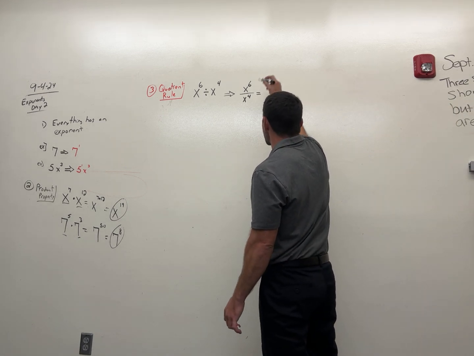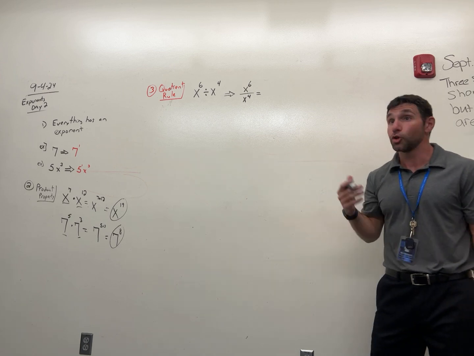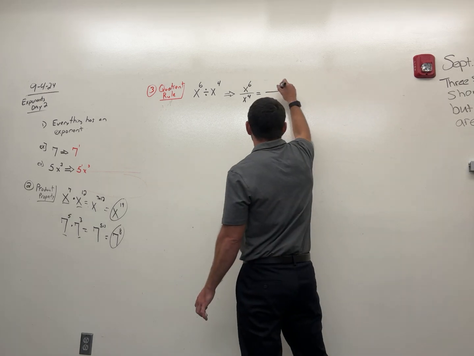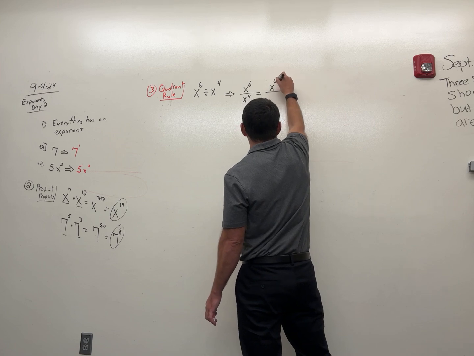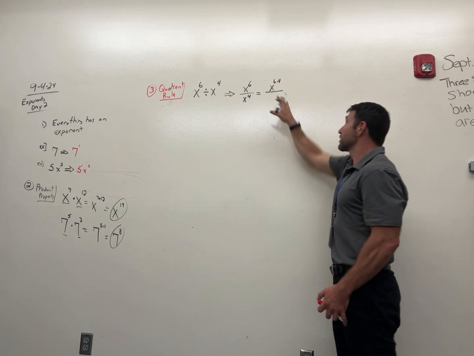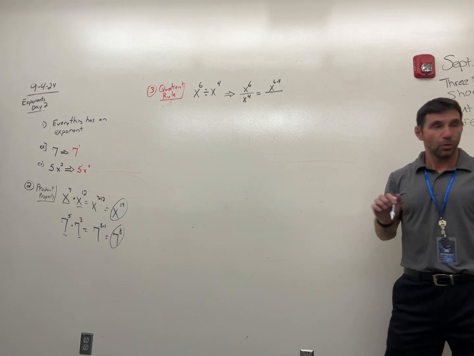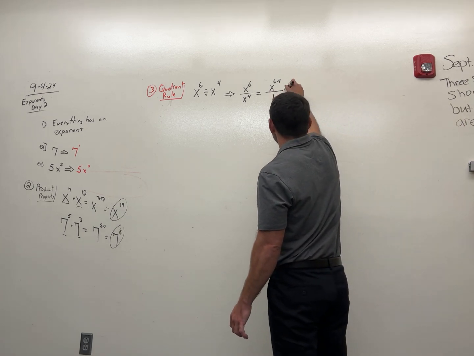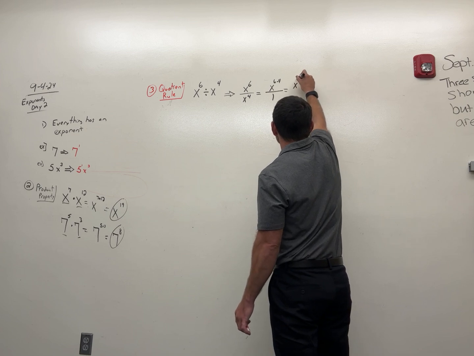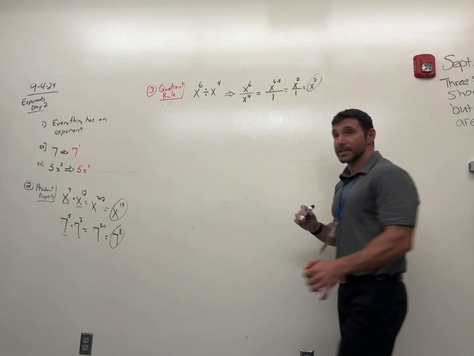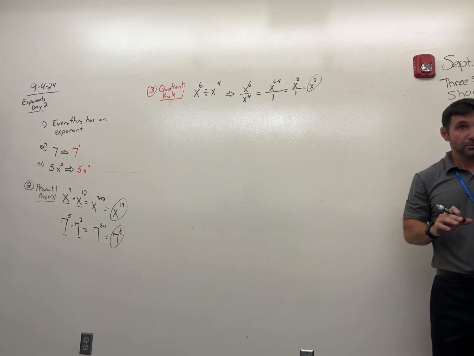Okay. We keep the base. Where's the bigger exponent? In the top or the bottom? In the numerator or denominator? Yeah, 6 is bigger than 4. So we keep the base and we subtract. But if there's nothing in the bottom, what number do you think we should put? 1. So really, this is x to the 2nd divided by 1, which is just x to the 2nd.